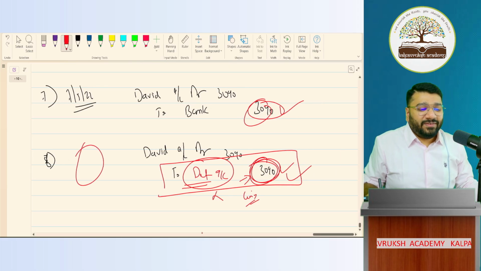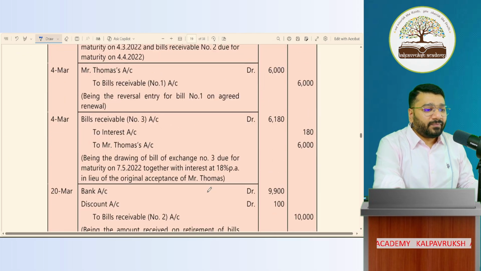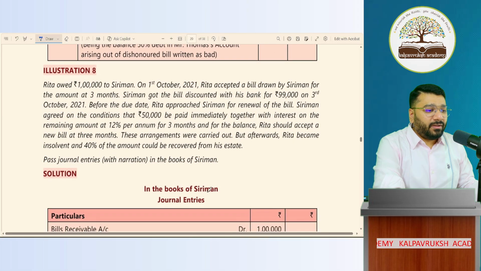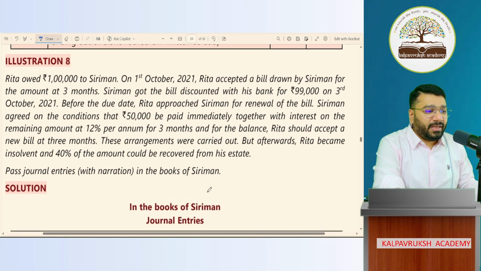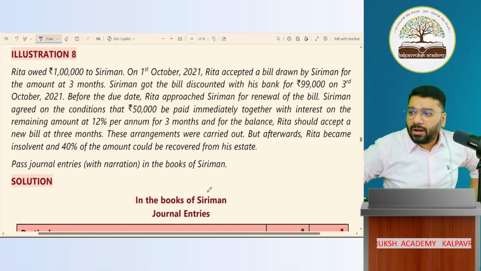Now, if this is clear, can I go to illustration 8? Last question for the day. Illustration 8. Online people, can I continue?